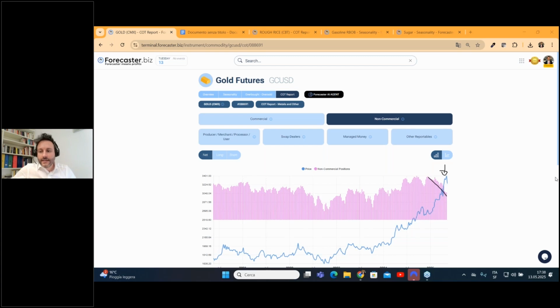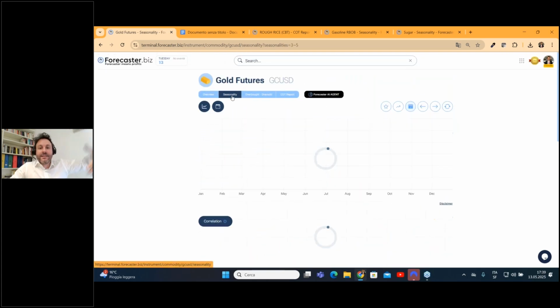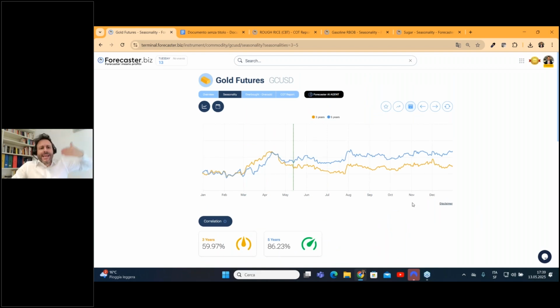No. And this is why I created the Forecaster terminal, because I would like to invest, I would like to trade only when my odds are on my side. And in this case, only the COT report is telling me that I have a divergence. But this is not a selling signal. This is just a divergence. It will turn into a selling signal only if prices are in an overbought situation and I expect a downward movement from the seasonality, okay? Is it clear for you?